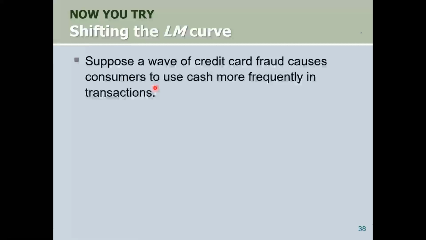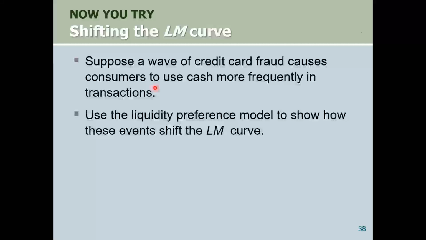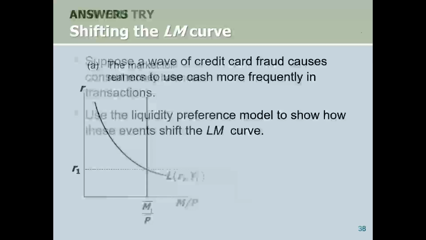Suppose a wave of credit fraud causes consumers to use cash more frequently in transactions. Now, credit fraud, I remember when I was doing this question, I never really understood it. But if there's credit fraud, say someone has my bank card and a group of people come and steal the money out of the ATM, naturally I would go and take my money out of the bank and put it on my mattress or something. So, of course, I demand more money. Use the liquidity preference model to show how these events shift the LM curve.